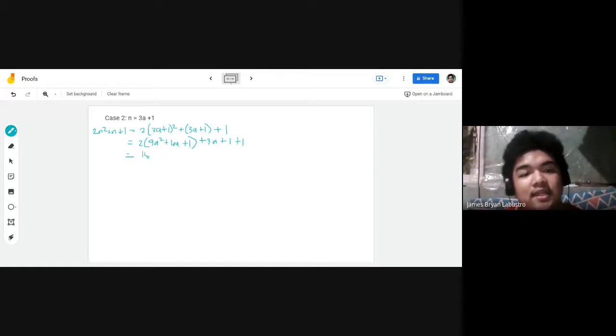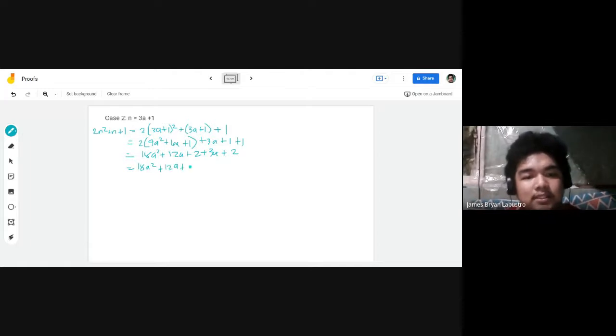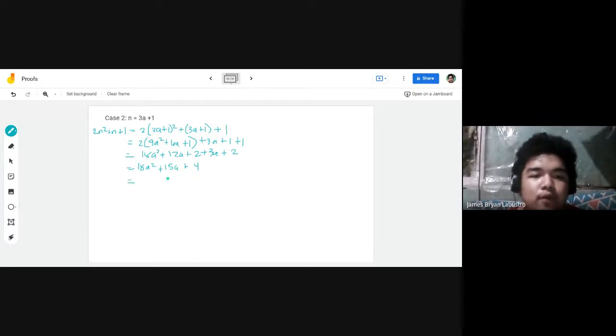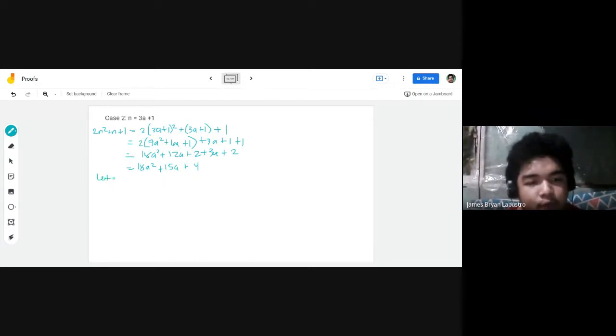So we have 18a squared plus 12a plus 2 plus 3a plus 2. Then we have 18a squared plus 12a plus, ano, plus 15a plus 4. Sa akin is very different masyado but it's the same pa rin. Then, we let 4 equal to 3 plus 1 kasi divisible by 3 siya. So we have 18a squared plus 15a plus 3 plus 1.